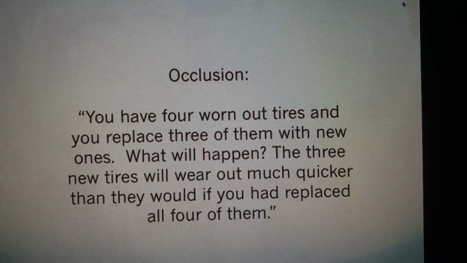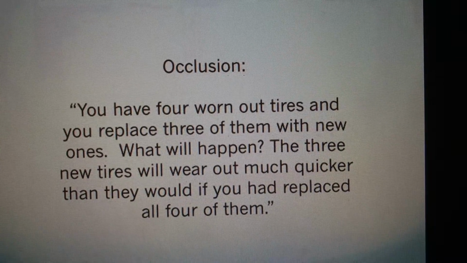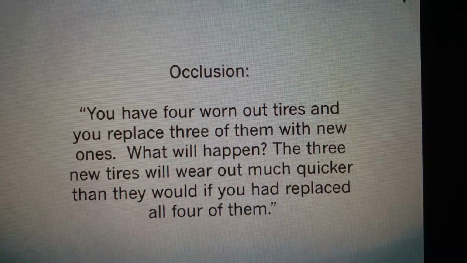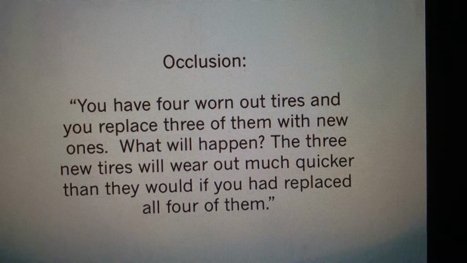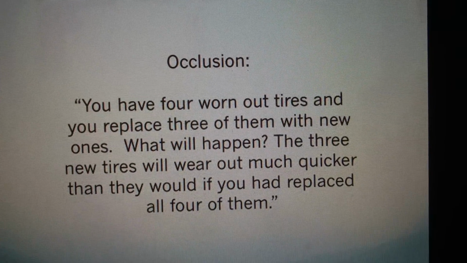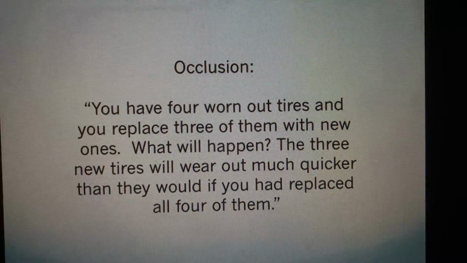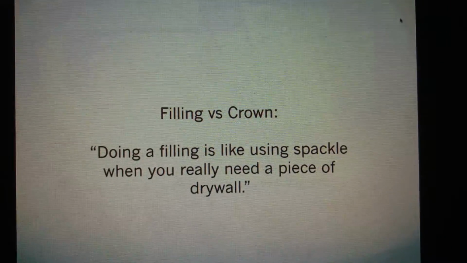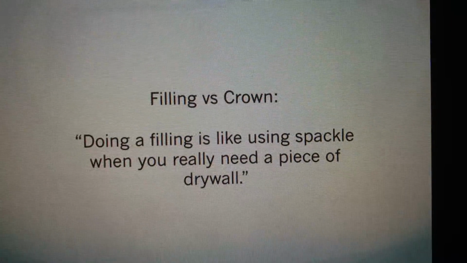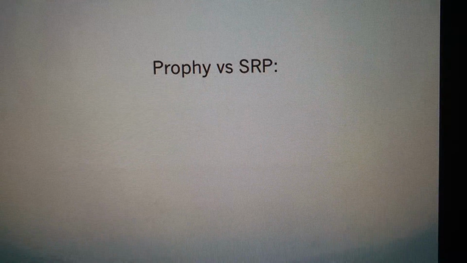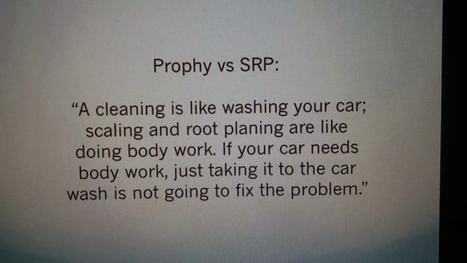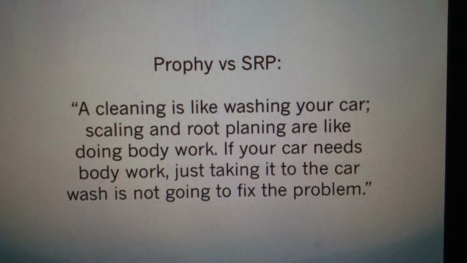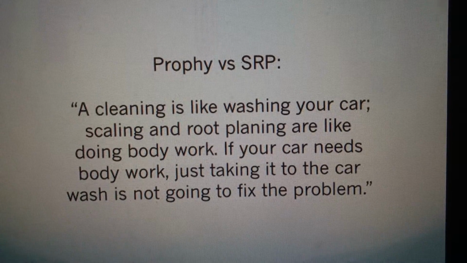So here's a way to explain occlusion using an analogy. You have 4 worn out tires, and you replace 3 of them with new ones. What will happen? The 3 new tires will wear out much quicker than they would if you had replaced all 4 of them. Fairly simple way to explain occlusion and the importance of fixing it. How about filling versus crown? Doing a filling is like using spackle when you really need a piece of drywall. Here's another one, prophy versus SRP. The cleaning is like washing your car. Scaling and root planing are like doing body work. If your car needs body work, just taking it to the car wash is not going to fix the problem.